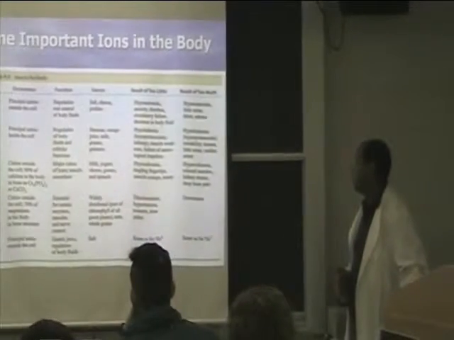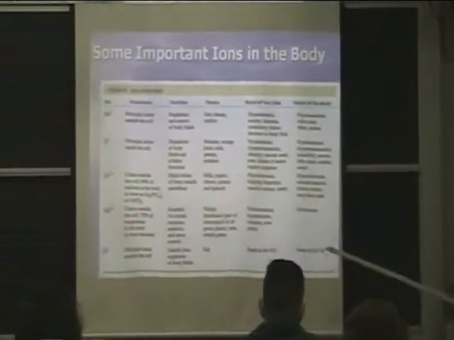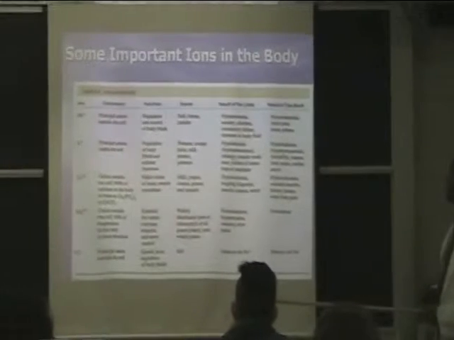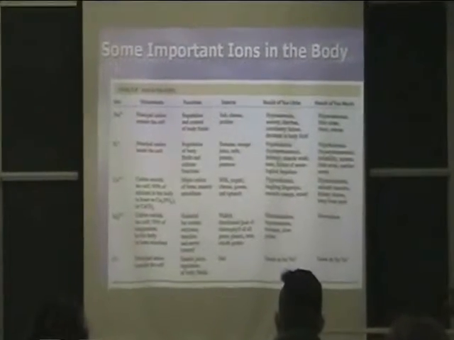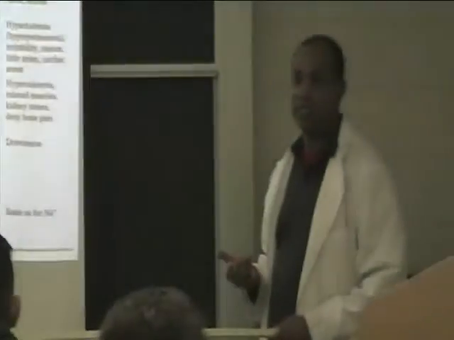Okay, I also want you to read this. I'm sure you all have it in your PowerPoint presentation: some of the ions and their occurrences. You have the sodium ion. What is sodium? What are the occurrences of the sodium ion? Where do we find them? What will happen if you don't have enough sodium ion in your body system?